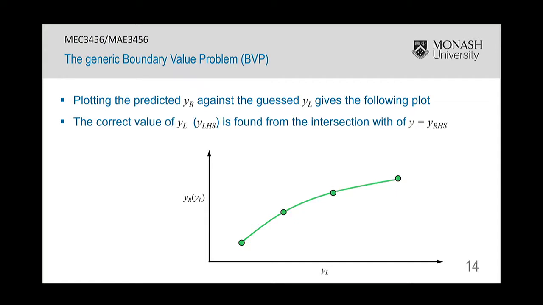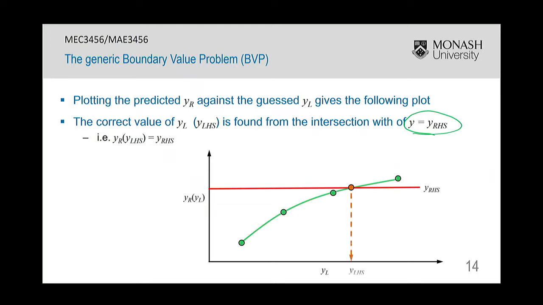So the correct value at the left hand side is found from the intersection of that green curve there with a straight line, y is equal to y right hand side. Remember, this is the value that we're trying to aim for. So if yr is equal to y right hand side, then we've found the point that we're looking for, the value of y left that gives us that, and that's just that intersection point. So if we choose this value of y left hand side, we're going to get a value at the right hand side which exactly matches this value here. That's what we're seeking to do.